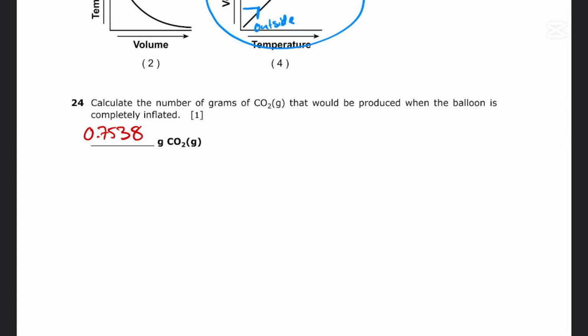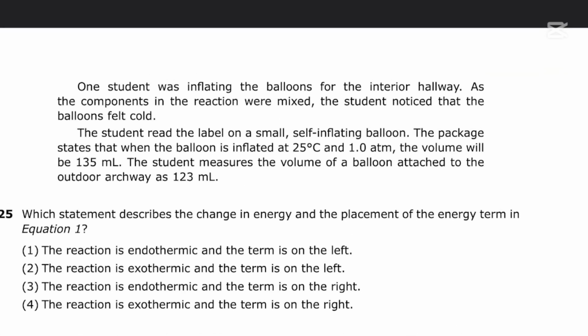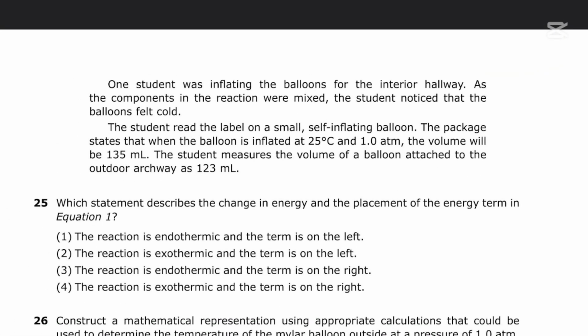All right, moving along. One student was inflating the balloons for the interior hallway. As the components in the reaction were mixed, the student noticed that the balloons felt cold. The student read the label on the small self-inflating balloon. The package states that when the balloon is inflated at 25 degrees Celsius and 1.0 atmosphere, the volume will be 135 milliliters. The student measures the volume of a balloon attached to the outdoor archway as 123 milliliters. Then question 25 says, which statement describes the change in energy and the placement of the energy term in equation 1?